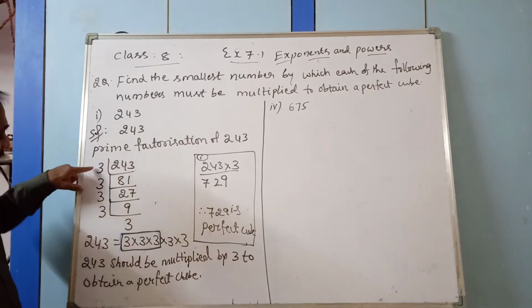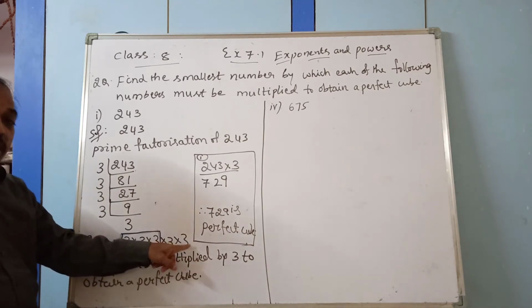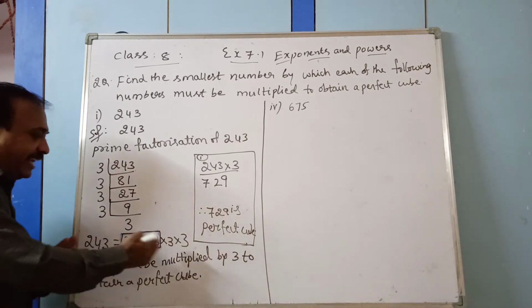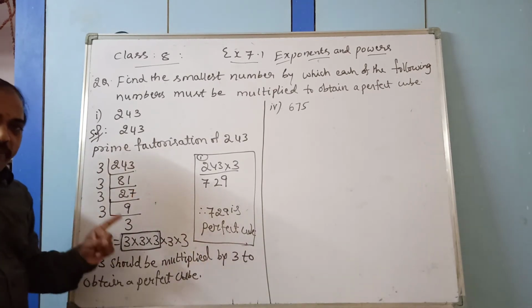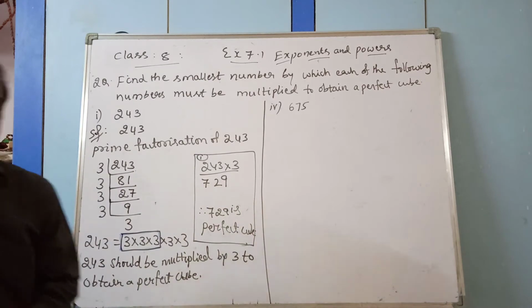How do we know? When we group into triples, this 3 does not have one more, so one more 3 is required. If you multiply with one more 3, then it will become a perfect cube. Is it clear, children? Right. Now we go to the next question.